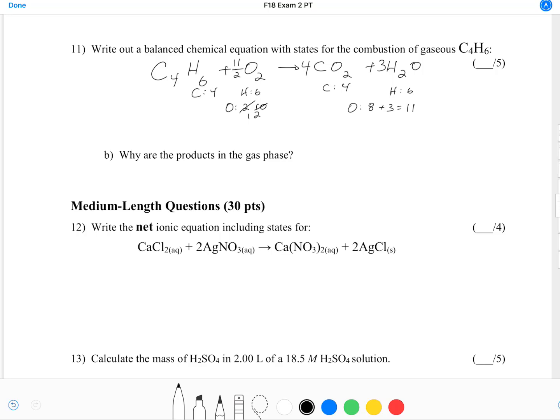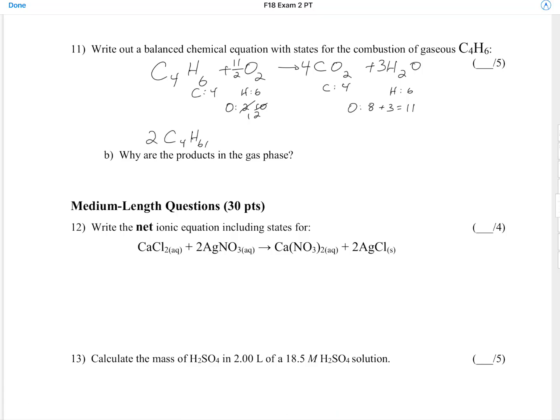And now I have a balanced equation, but I don't like it because I have this half here. So I multiply everything by 2. And now I can add in those states. I'm told it's gaseous C4H6. O2 is gaseous. CO2 is gaseous. And water is gaseous.